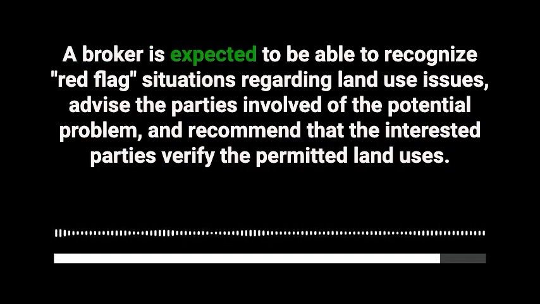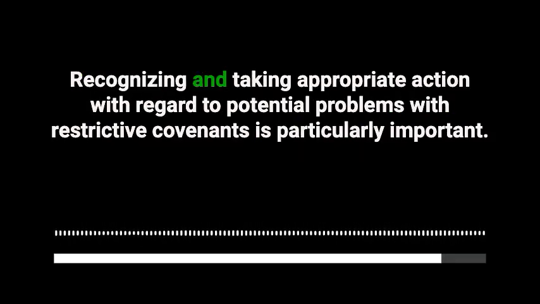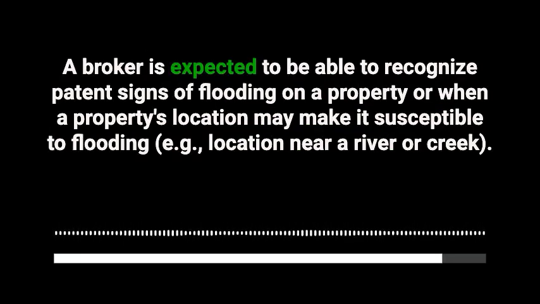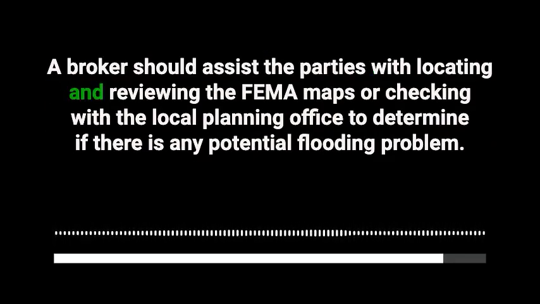A broker is expected to be able to recognize red flag situations regarding land use issues, advise the parties involved of the potential problem, and recommend that the interested parties verify the permitted land uses. Recognizing and taking appropriate action with regard to potential problems with restrictive covenants is particularly important. A broker is expected to be able to recognize patent signs of flooding on a property, or when a property's location may make it susceptible to flooding. A broker should assist the parties with locating and reviewing the FEMA maps or checking with the local planning office to determine if there is any potential flooding problem.